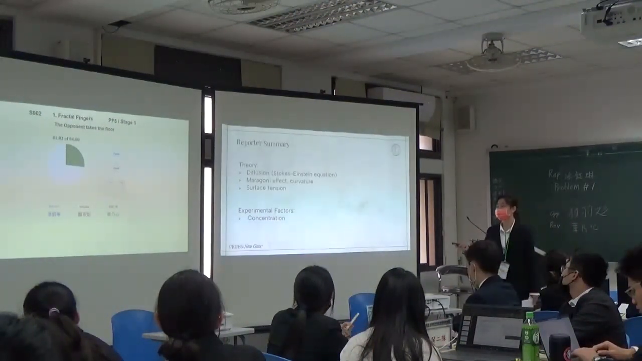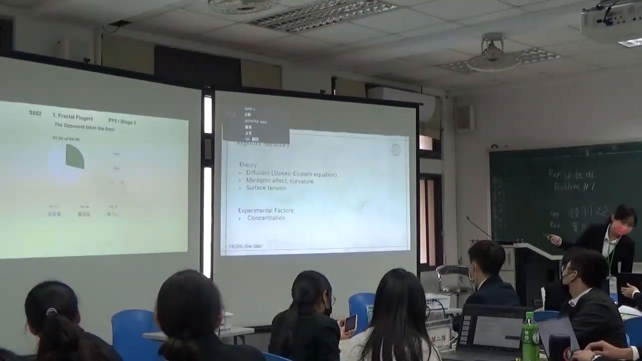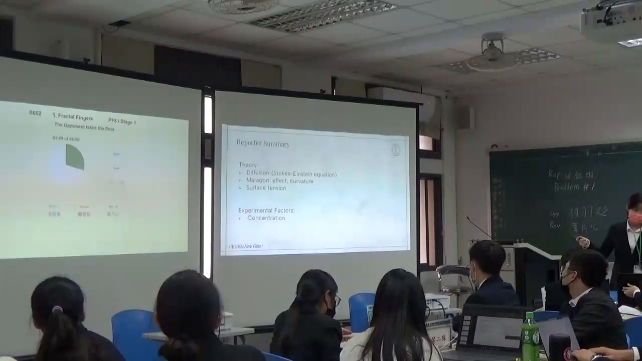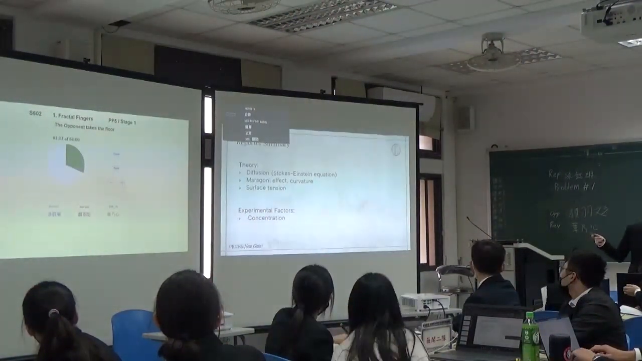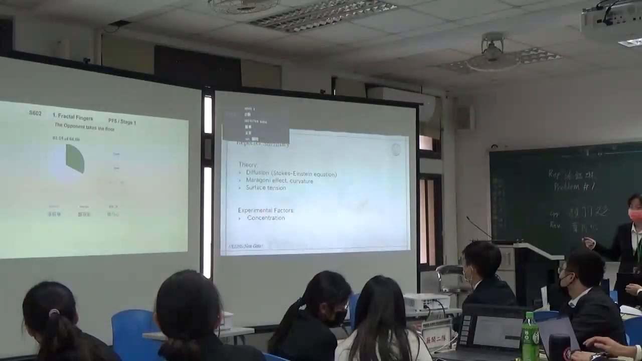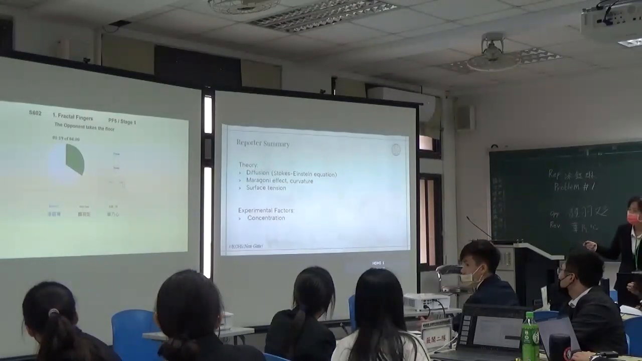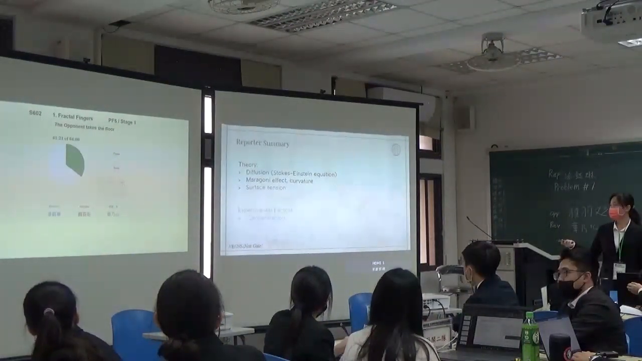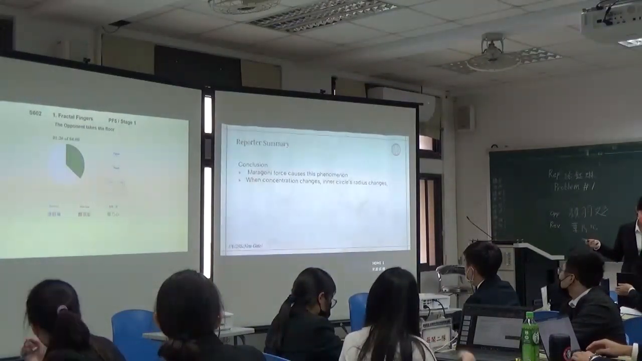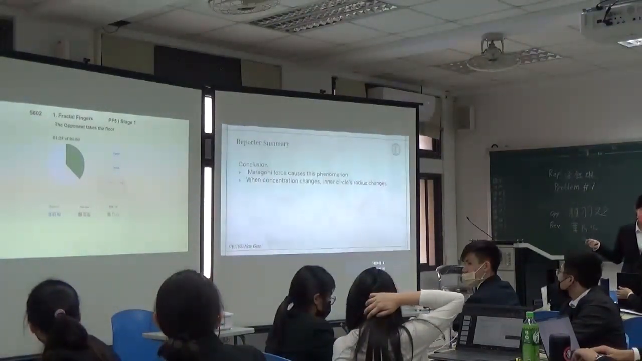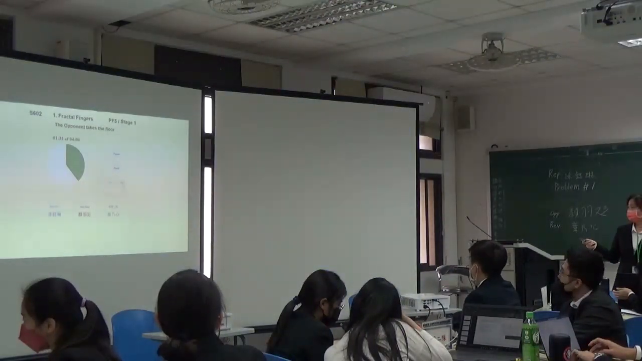And here's a summary of the reporter. First, they talk about their theory, which is diffusion and the Stokes-Einstein equation. The second one is the Marangoni effect, curvature. And the third one is surface tension. And about their experimental factors, they talked about concentration. And the conclusion is that Marangoni force causes this phenomenon. And also, when concentration changes, the inner circle's radius changes.